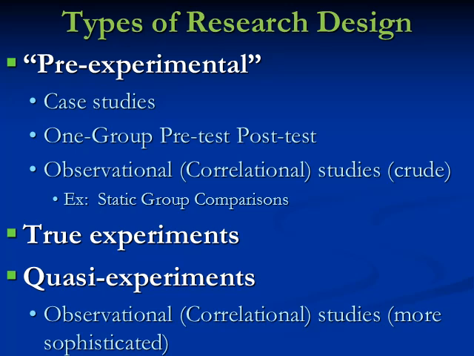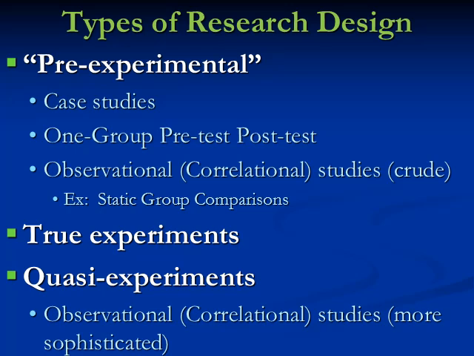And in all three of these main categories, there are many different types of studies that have been named and described. But for our purposes, I just want to make sure you have the general categories and a few examples of each. So as you see on the slide, the first example up here is pre-experimental. We're going to talk about three types of pre-experimental studies: case studies, one group pre-test, post-test studies, and very simple and crude observational or correlational studies.